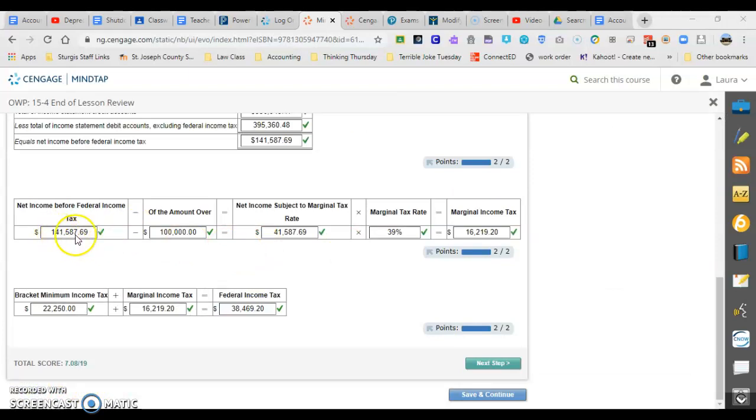Okay, so first of all, we found our net income based on our income statement credit minus income statement debit. And then we found our tax bracket. The maximum in the previous bracket was $100,000, so we were 41,000 over that. That's how much was subjected to the marginal tax rate. This was 39%. And so the marginal income tax was 16,219, which was this times 39%. And the formula was 22,250 plus what we calculated here, and that is our total federal income tax.